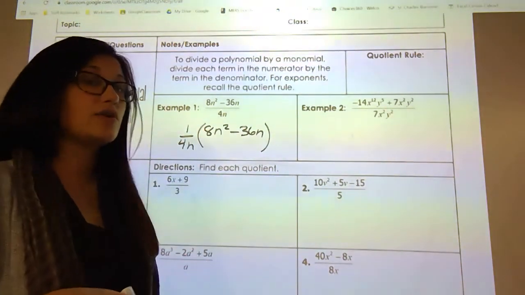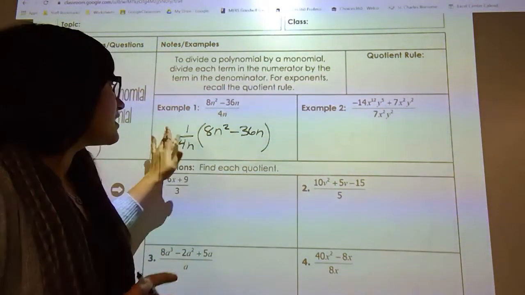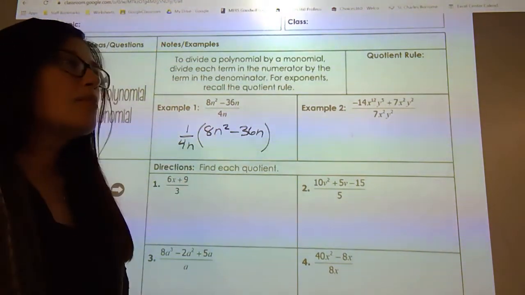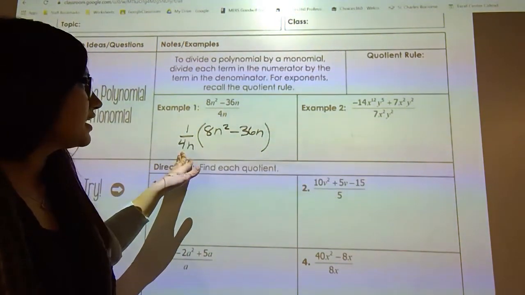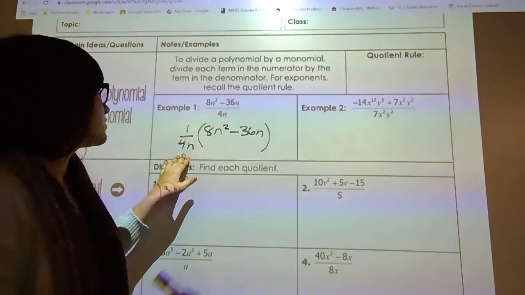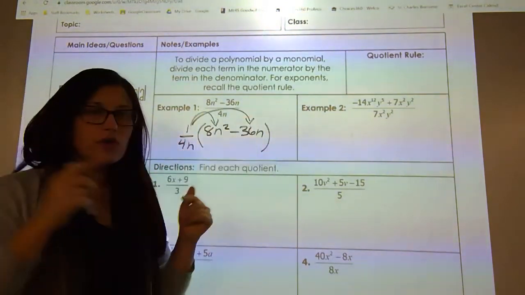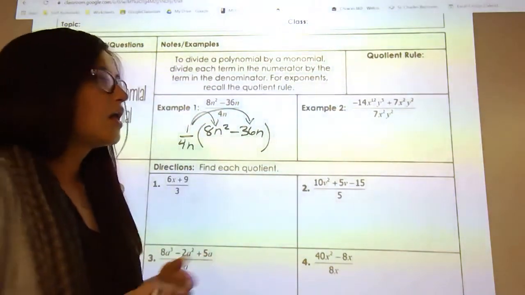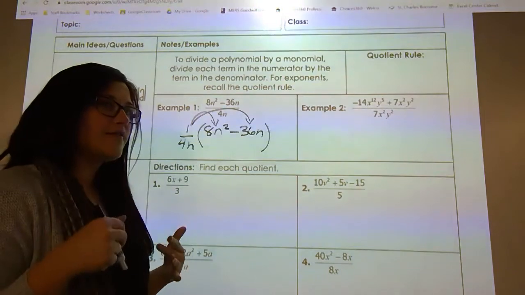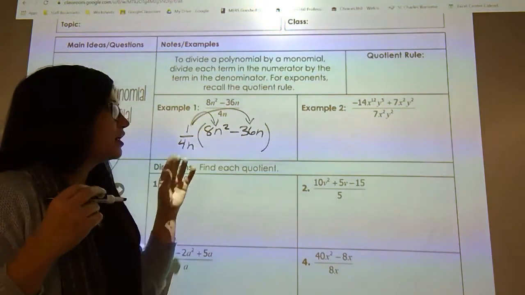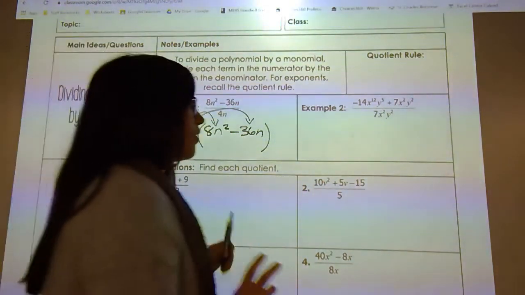Nothing is different. I know maybe it looks different to you, and you don't like that way because you got a fraction involved. But I want to let you know that when you're dividing, it's the same as when you were multiplying. Multiplying, you know that you have to distribute it to each term, correct? So that's the same thing we're going to do here. We have to divide my monomial on the bottom into each term on the top, okay?